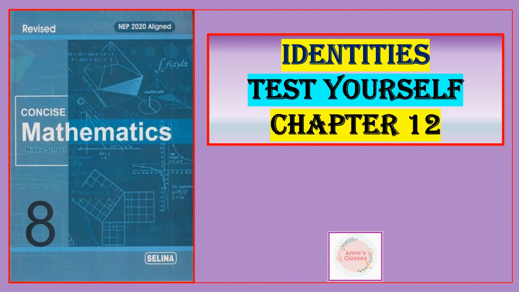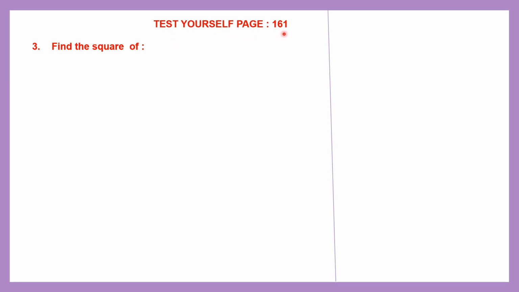Let's do Identities. Test Yourself, Chapter 12, page number 161. We're doing question 3. Find the square of 3x plus 2 by y. We have to find the square of this whole thing. That means we have to put this in brackets and write square.